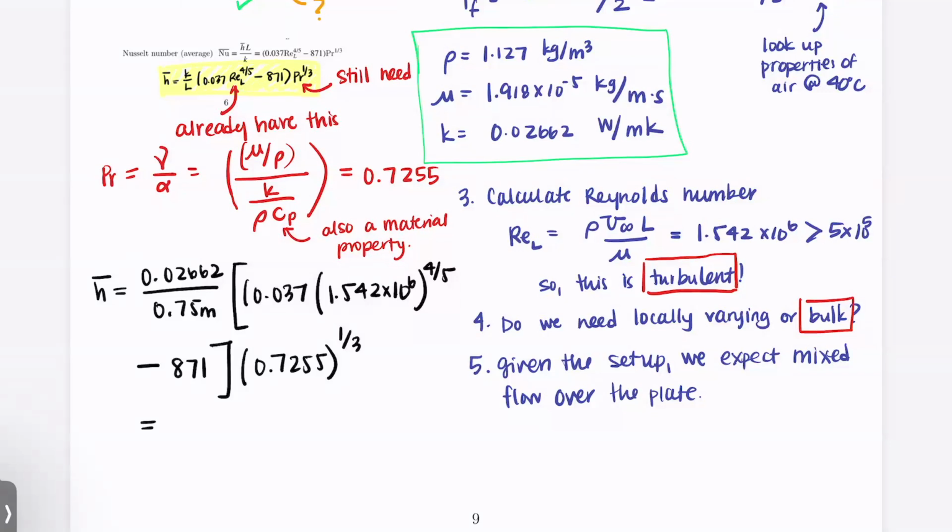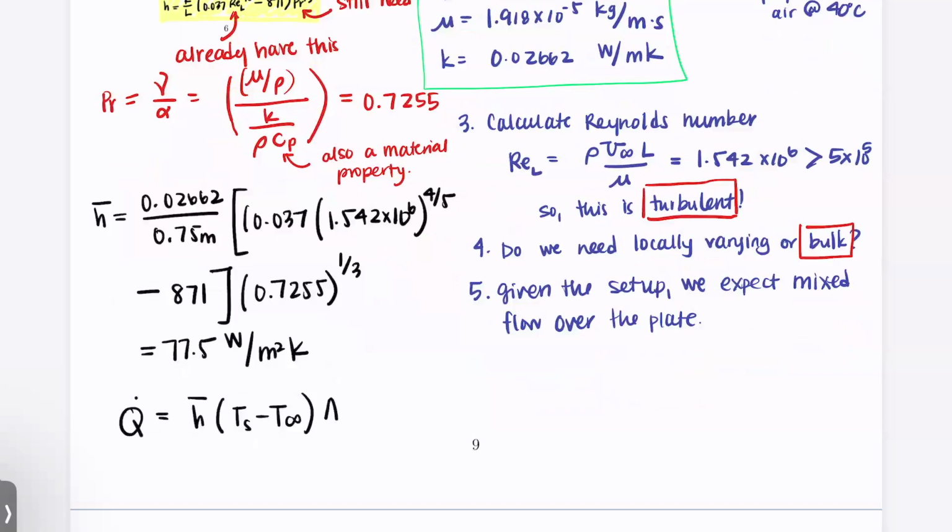Recall this is in degrees C, so we don't need to do anything because the temperature difference in Celsius versus Kelvin is the same. If it's Fahrenheit, it can be different. Times 0.75 meters times 1 meter. This is our area.